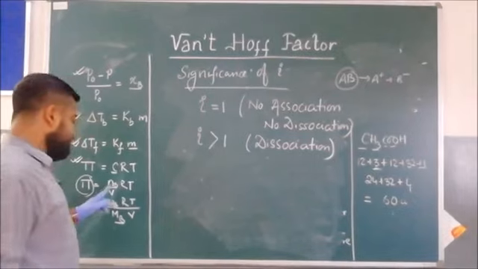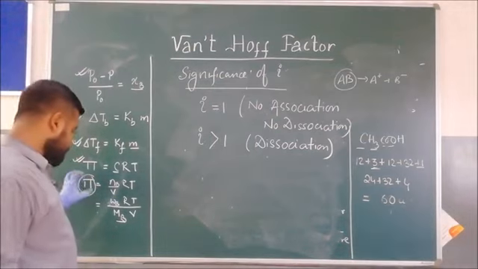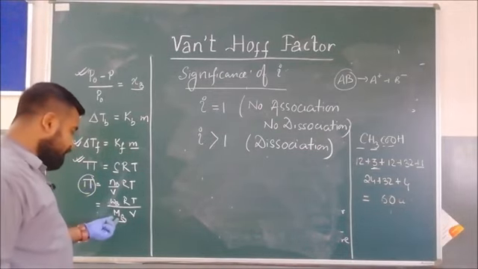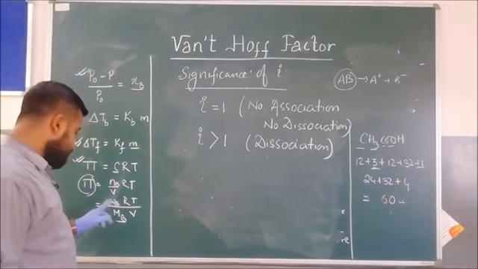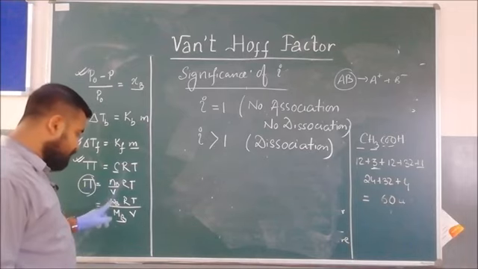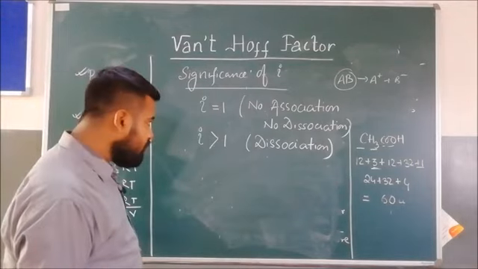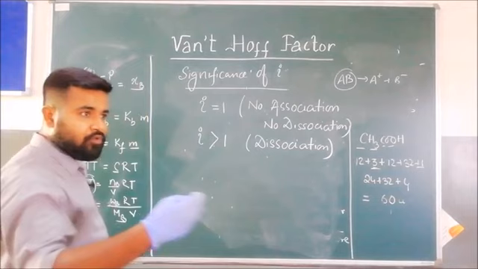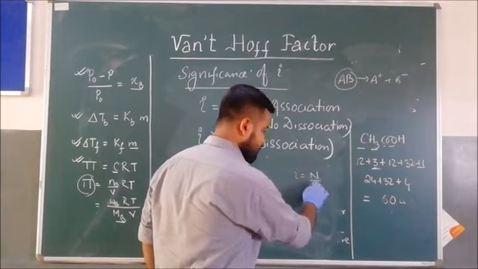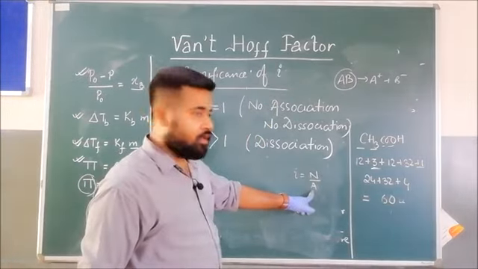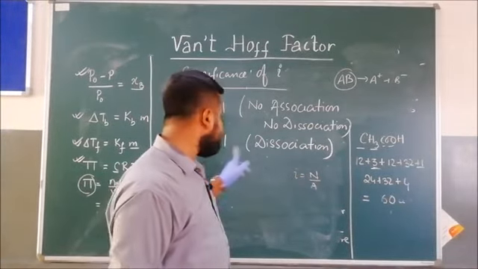So when the number of particles increases, for the colligative property to remain the same, what happens? The molar mass will decrease. The n value, the number of particles, is directly proportional to mass and inversely proportional to molar mass, so the molar mass will decrease. And i equals normal by abnormal, so the abnormal molar mass will be decreasing. If the abnormal molar mass is decreasing from the normal molar mass, the i value will be greater than 1.